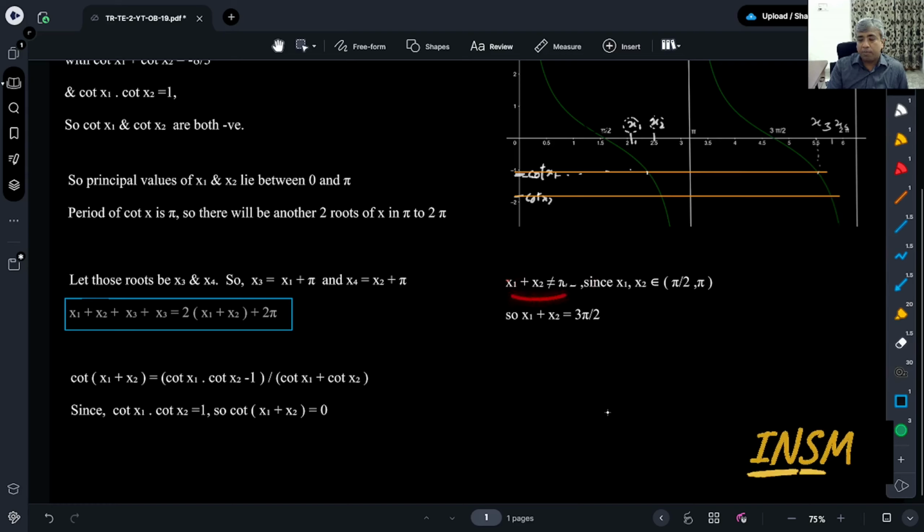So once we have got the value of x1 plus x2, it's a pretty direct method to get our answer. The sum of all the roots was 2 times (x1 plus x2) plus 2 pi. So we put this value of x1 plus x2 here, 3 pi by 2, and you get the answer as 5 pi. Okay, so hope you understood the methodology.